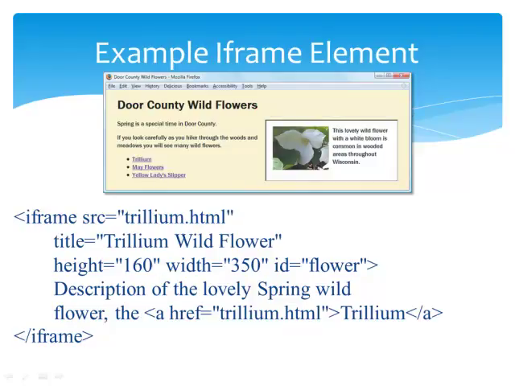The iframe tag is used to configure the inline frame area to display a web page document named trillium.html within an area that's 160 pixels high and 350 pixels wide. The title Trillium Wildflower is available to assistive technologies such as screen readers. The text and hyperlink are the fallback content that will be displayed by browsers that do not support inline frames.